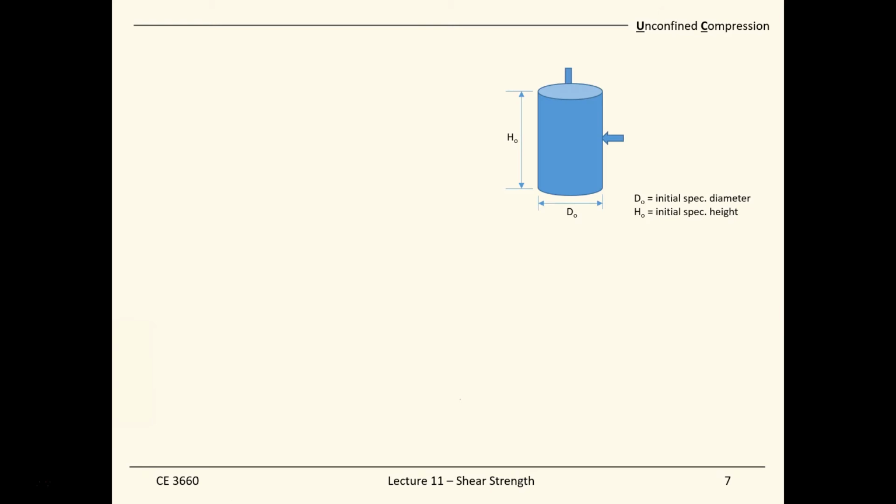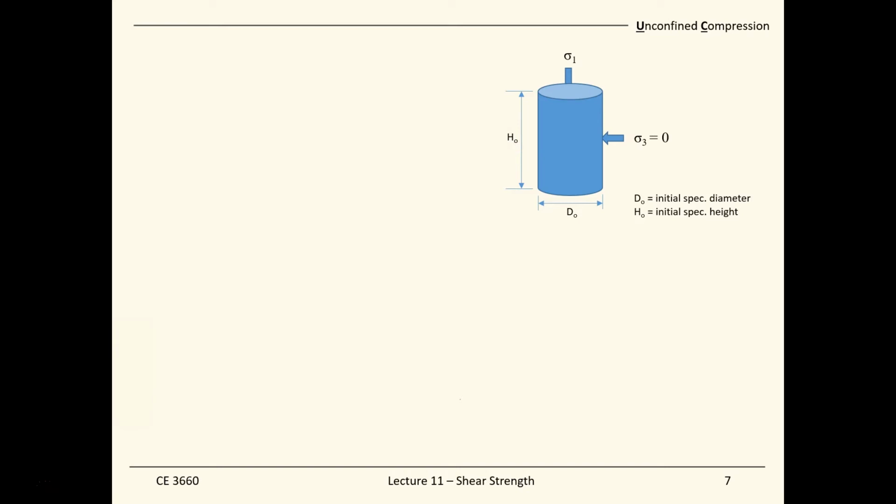Next is the unconfined compression test, which takes place with triaxial samples. The triaxial sample is a cylinder type of soil specimen. After you retrieve the soil samples from the site, you trim them into the shape of a cylinder with a diameter to height ratio of about 0.5, so it's a tall cylinder. We measure the initial diameter and also the initial specimen height.